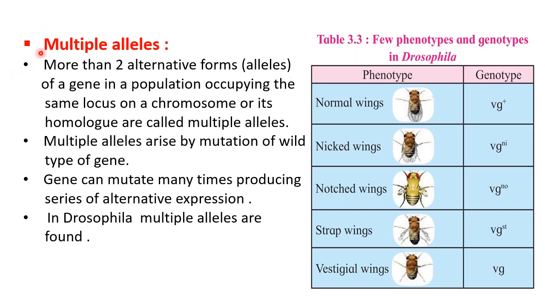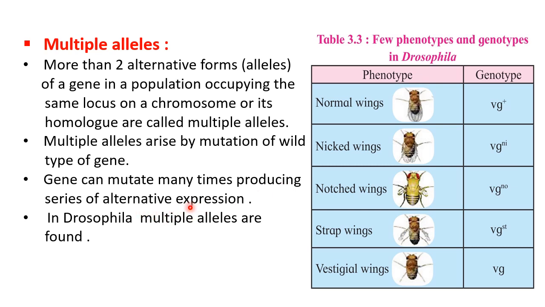Now we will study multiple alleles. More than two alternative forms or alleles of a gene in a population occupying the same locus on a chromosome or its homologue are called multiple alleles. Multiple alleles arise by mutations of the wild type gene. A gene can mutate several times or many times, producing alternative or different expressions.